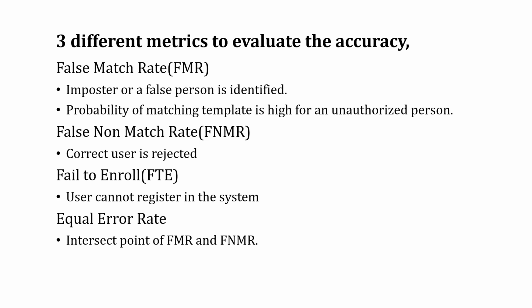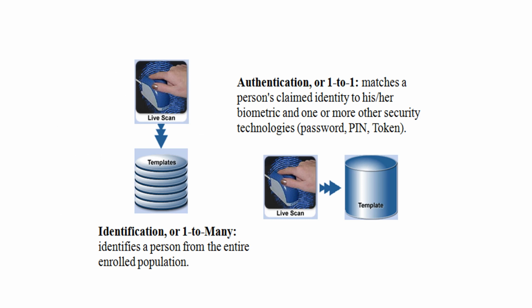The intersection point of the false matching rate and the false non-matching rate is called the equal error rate. Then there is the pattern for identification, one-to-many, and one-to-one matching. Identifying a person from the entire enrolled population is called one-to-many. Verifying a particular identity using biometrics and one or more other security technologies, for example a password, PIN or token, is called authentication, or one-to-one, which is the verification method.